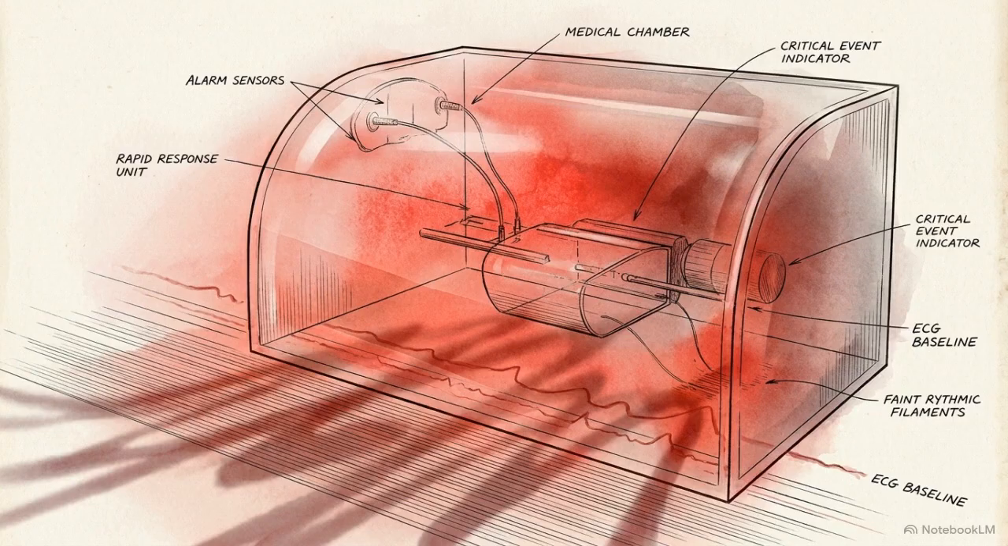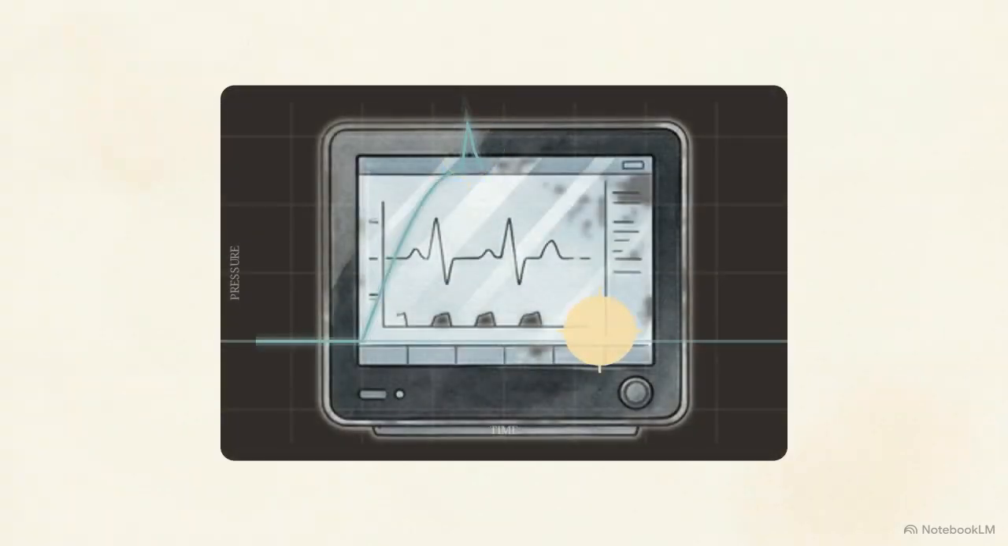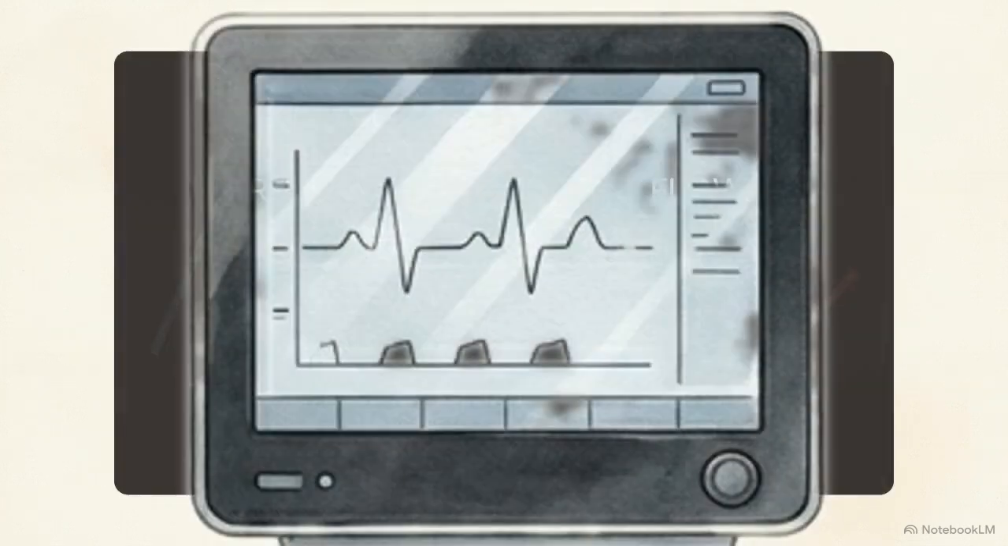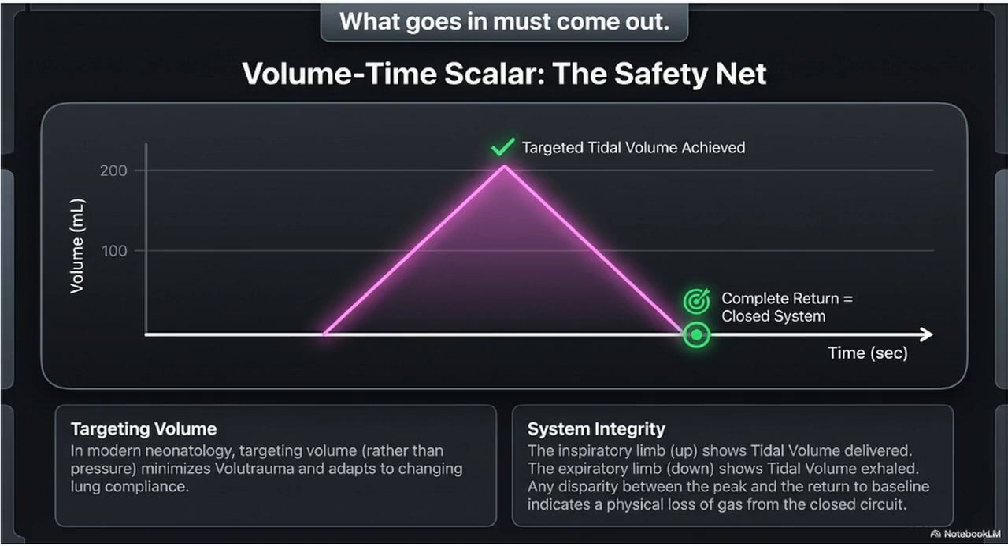Pressure and flow scalars provide an immediate early warning system, allowing you to identify timing misalignments and airway resistance issues at a glance. While pressure and flow tell us the machine's settings, we need a separate indicator to confirm those actions are actually reaching the baby's lungs. The volume time scalar serves as the safety net.